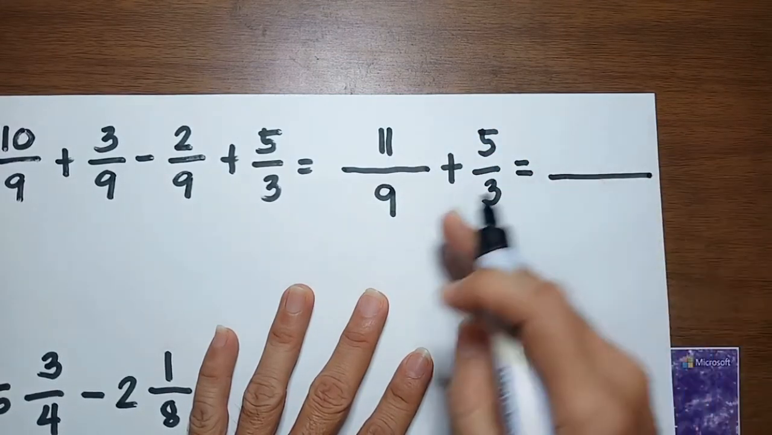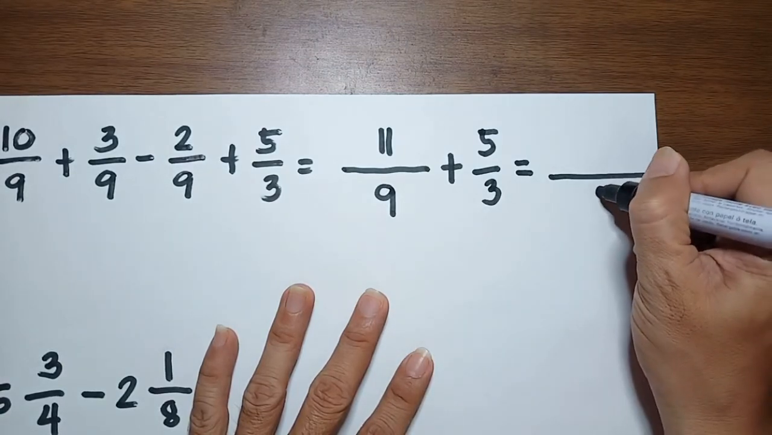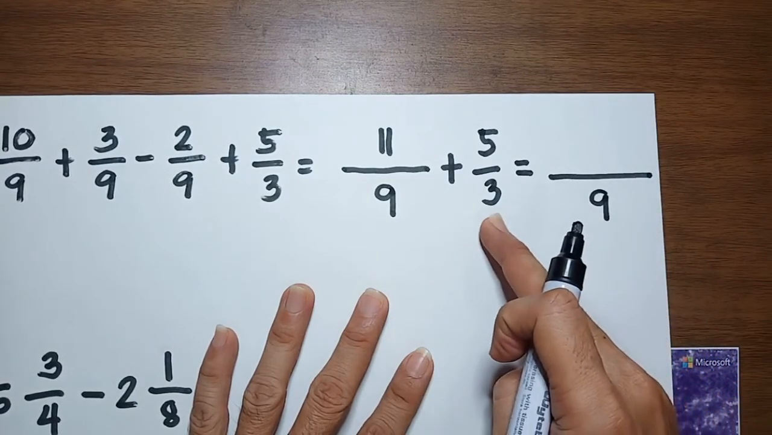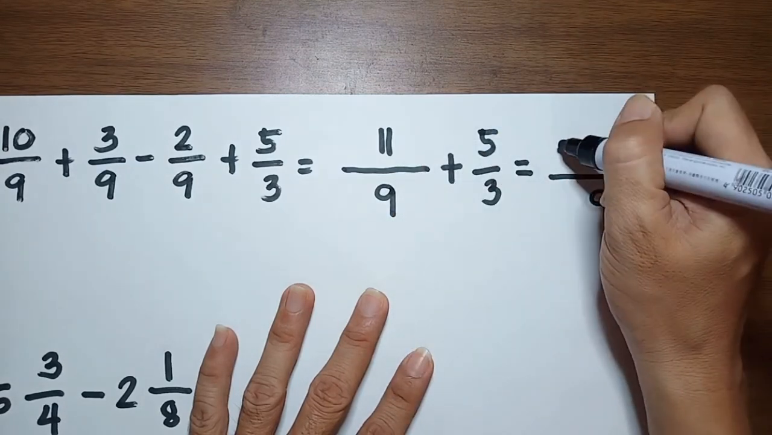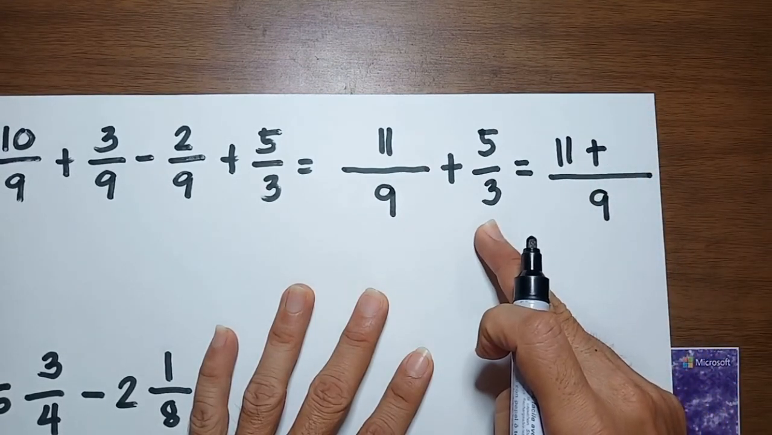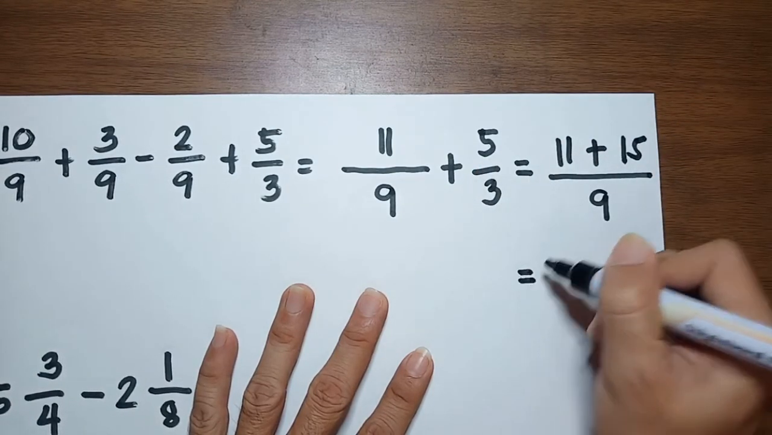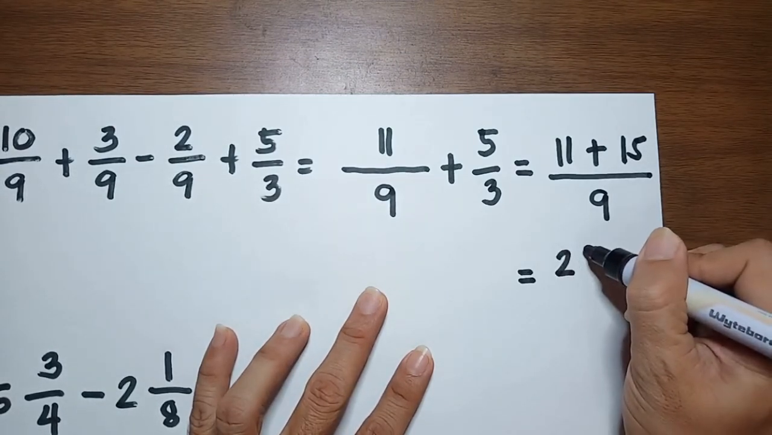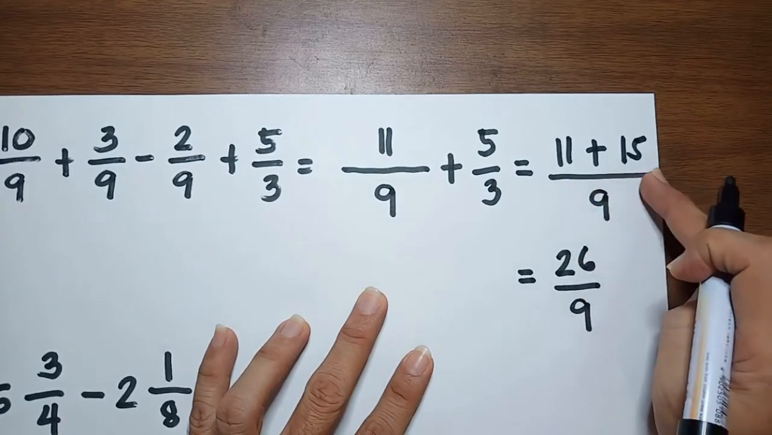We will find the LCD between these 2 fractions now. So we have 9 and 3. So our LCD would be 9. Since 9 is divisible by 9 and 9 is also divisible by 3. So 9 divided by 9 is 1 times 11, that's 11. We copy plus. 9 divided by 3 is 3 times 5 is 15. Then we perform the operation in the numerator, that gives us 26 over 9. That's 11 plus 15 is 26.